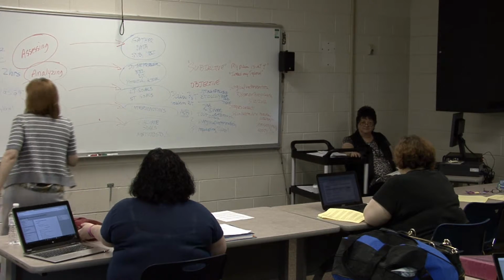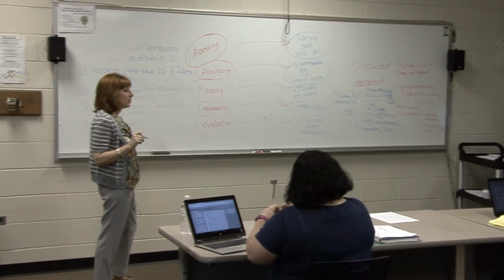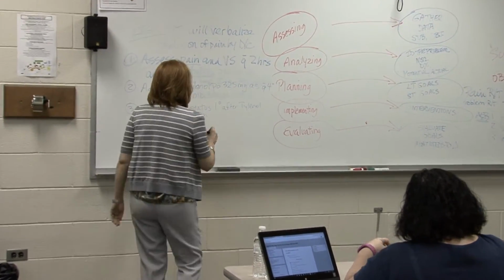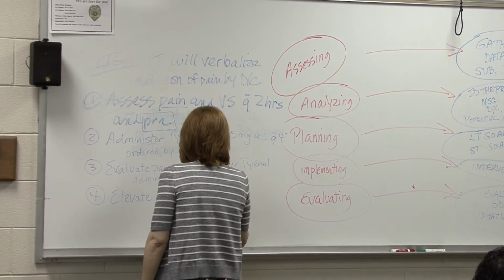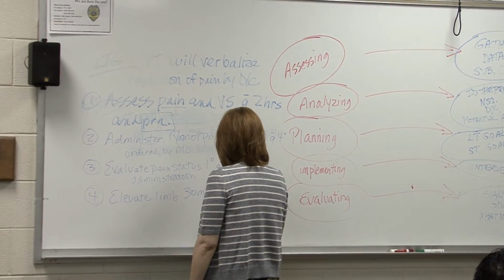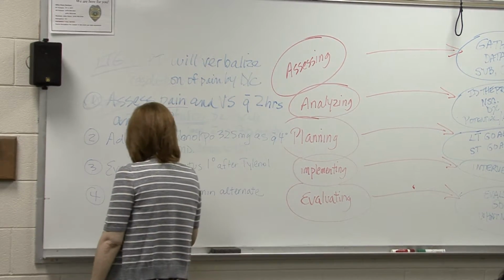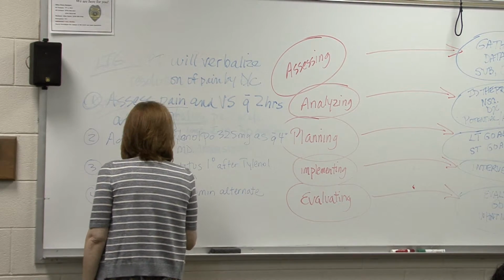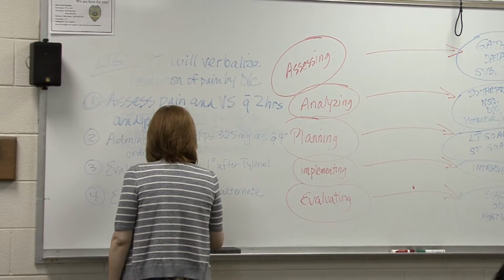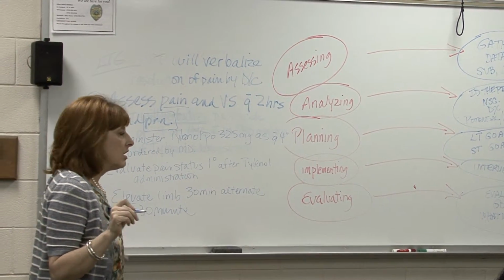So we're going to elevate that limb. And how long do you want this limb elevated for? 30 minutes. Okay, so elevate limb 30 minutes. Alternate. Q30, so 30 minutes up, 30 minutes down. Okay. Do you get the point of where I'm going with these interventions?